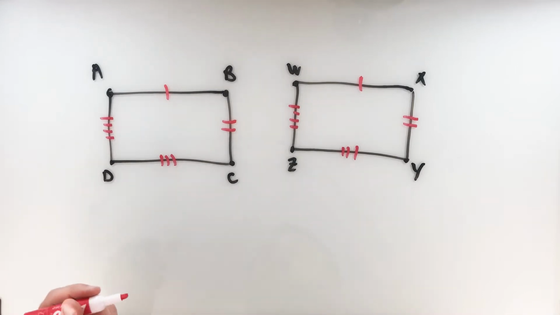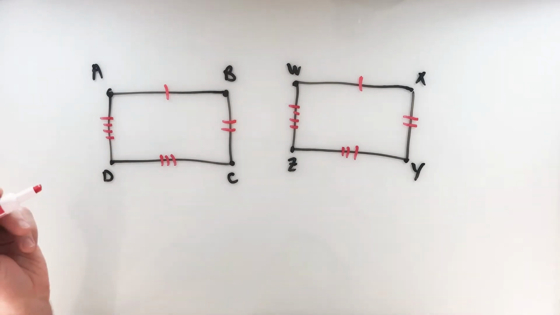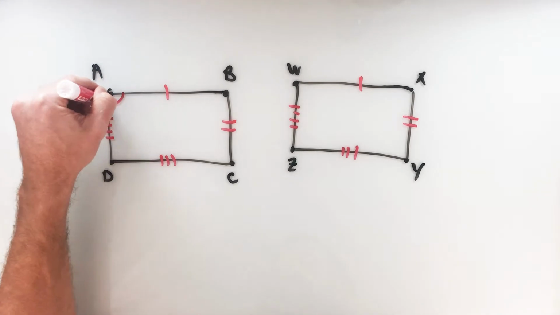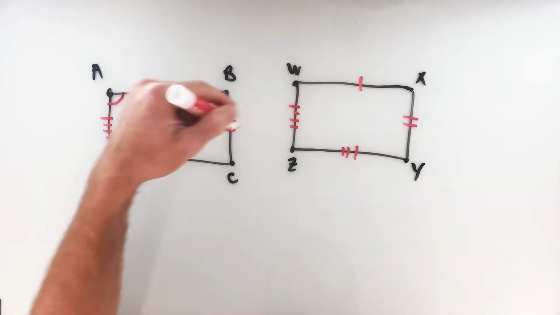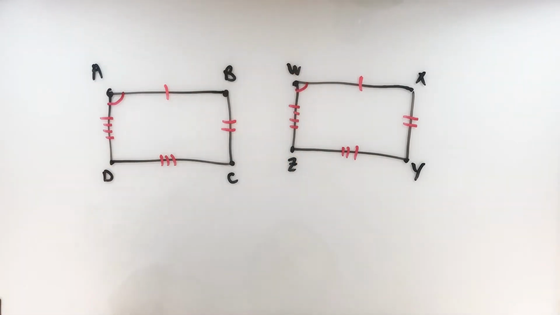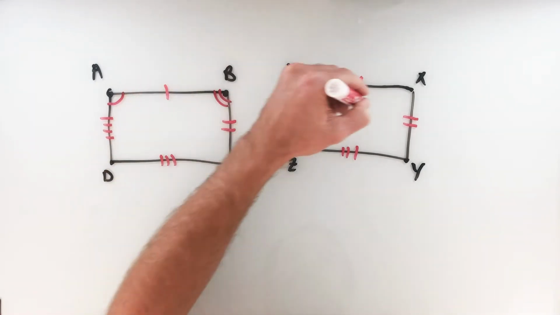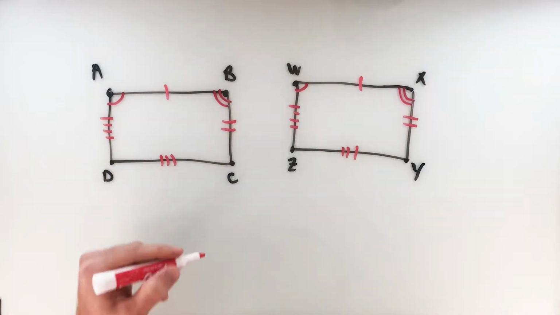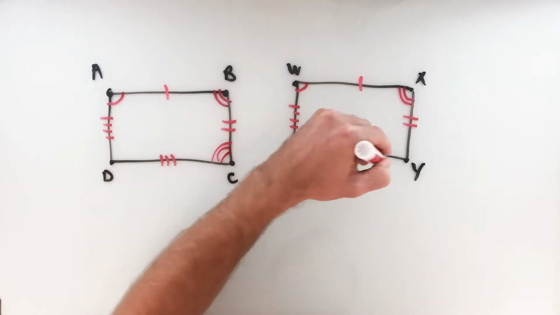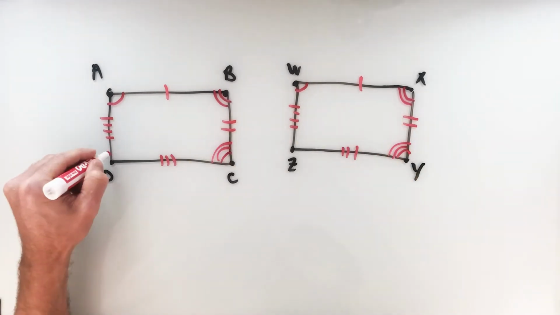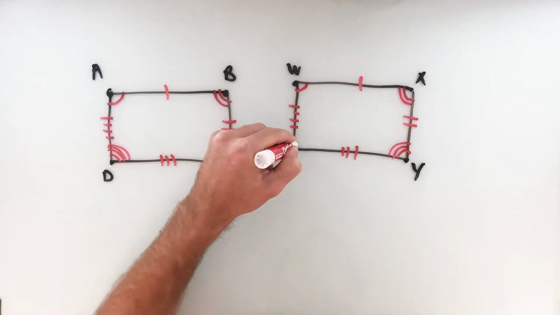It's not just the sides, it also has to be the angles as well. So if two angles are the same measure, you'll see this notation of a little arc in the corner. So angle A is congruent to angle W. And then if I just kind of go around the horn here, angle B is congruent to angle X, C congruent to Y, and then D congruent to Z.